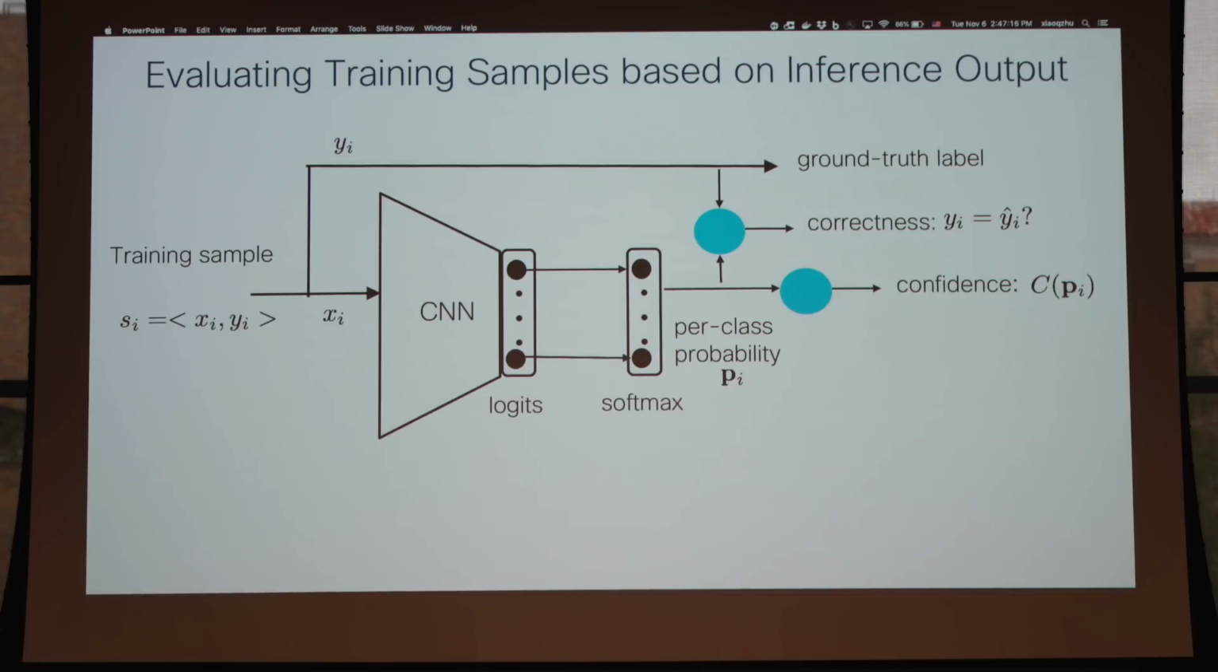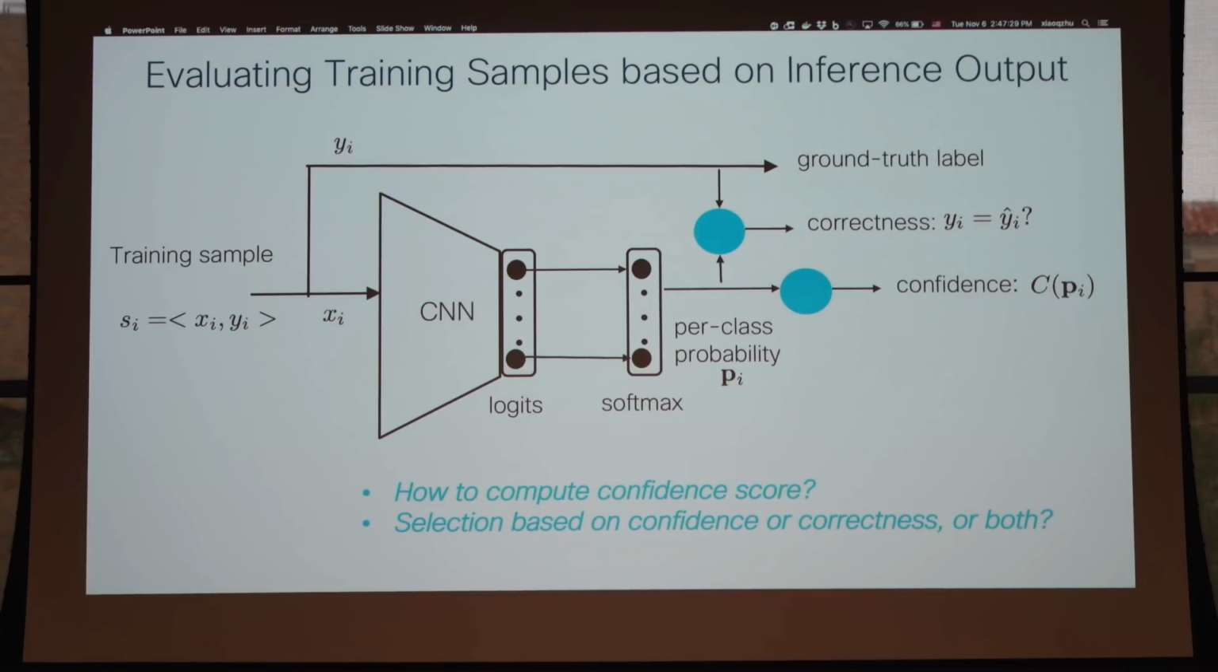And also, intuitively, if the model made a mistake on a given training sample, that's an informative training sample that we want to preserve. So, given that in mind, as I mentioned, these two questions on how to compute the confidence score and how to select our training samples based on either confidence or correctness or both, we're going to explore that part a little bit more empirically, running some experiments for lack of a theoretical analysis method.